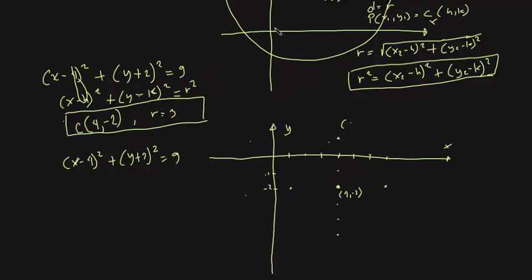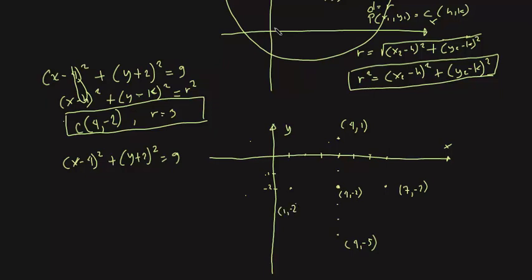So this is on 4 and 1. Right here, this will be 4 and negative 5. And on this side, this will be 7 and negative 2, and this one will be 1 and negative 2.